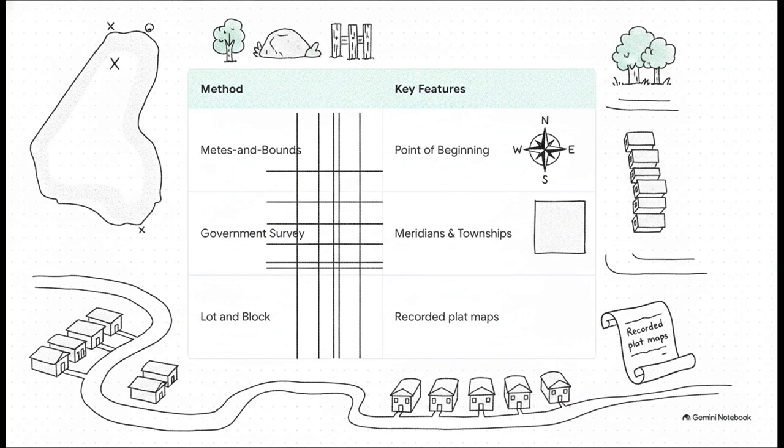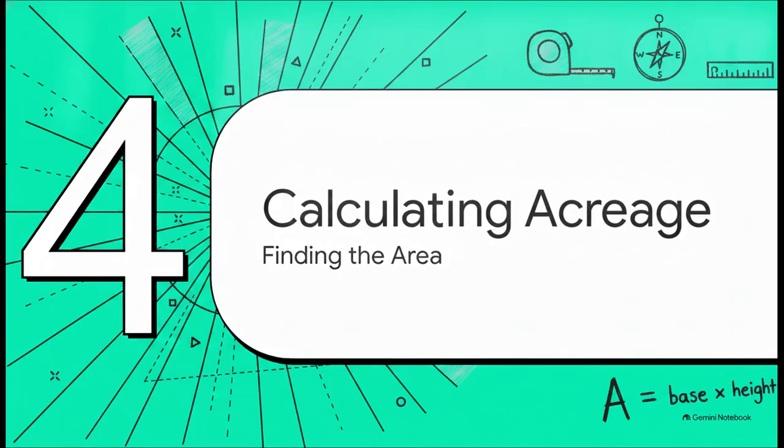This is what you typically see in modern residential neighborhoods, and it relies on recorded plat maps to carve a larger parcel down into individual lots. Section 4. Calculating property acreage.